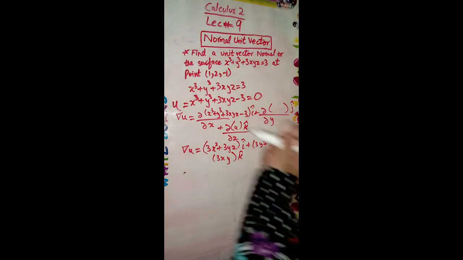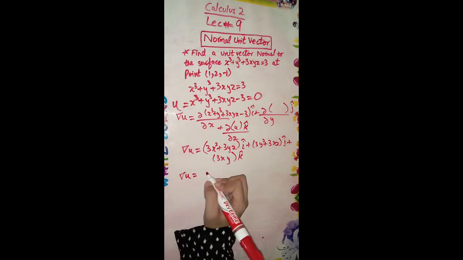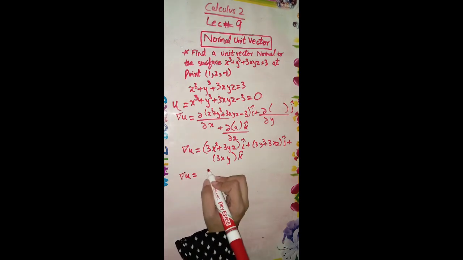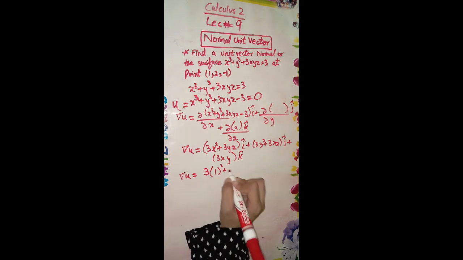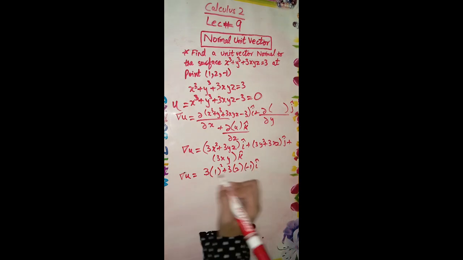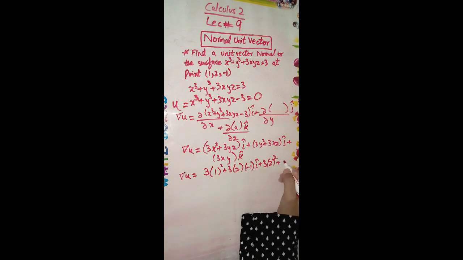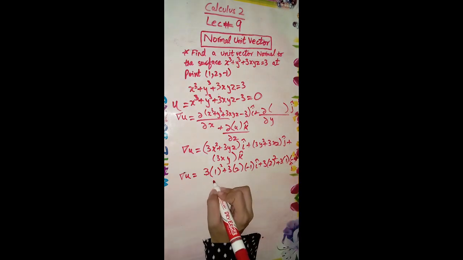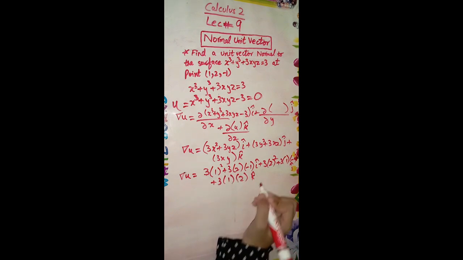Now we have to put our values 1, 2, minus 1 in our gradient of u. So del u will be 3 into 1 square plus 3 into 2 into minus 1 in the i hat, plus 3 into 2 square plus 3 into 1 into minus 1 in the j hat direction, plus 3 into 1 into 2 in the k hat direction.